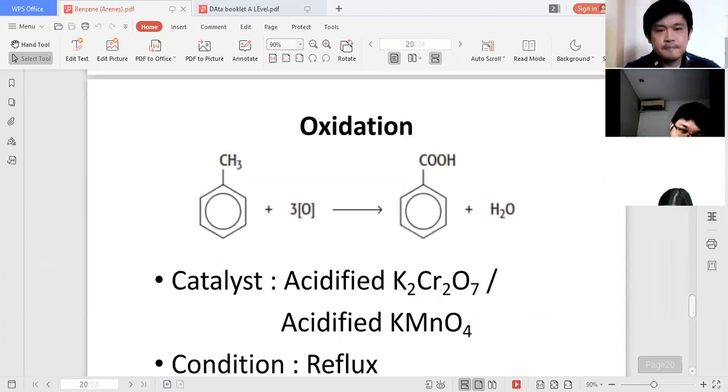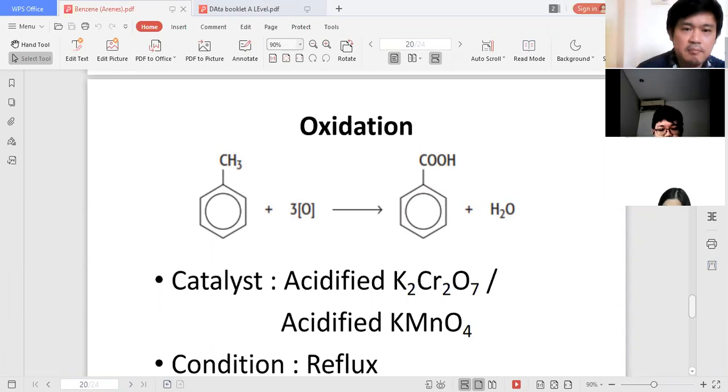And then oxidation. The derivative of benzene can undergo oxidation. Again, the oxidation is not with the benzene, but with the derivative. What is the derivative of benzene? This methyl benzene. Methyl benzene reacts with oxygen or an oxidizing agent.